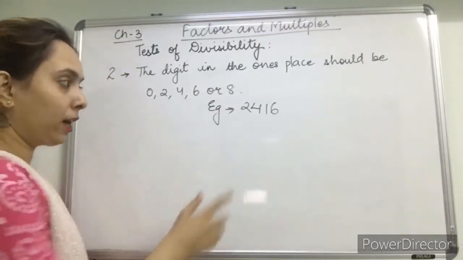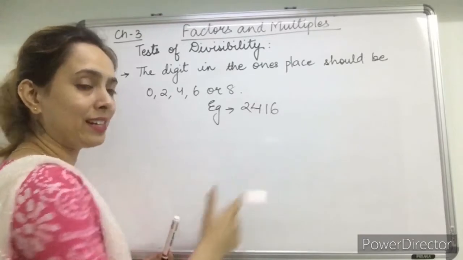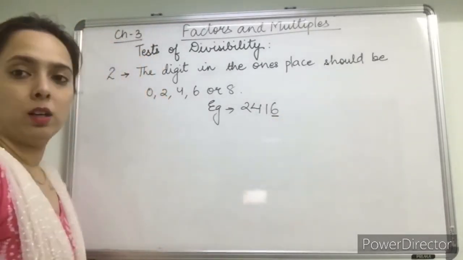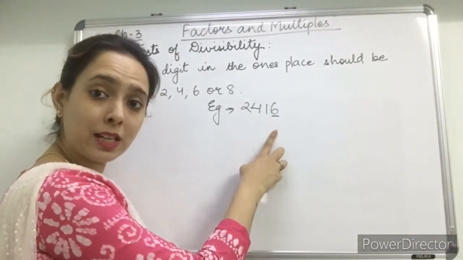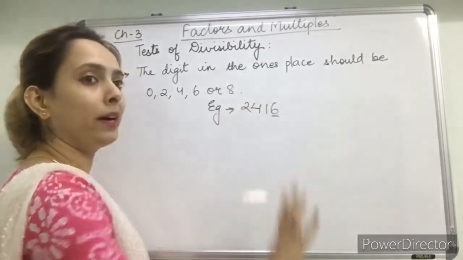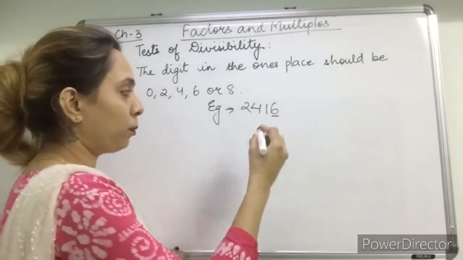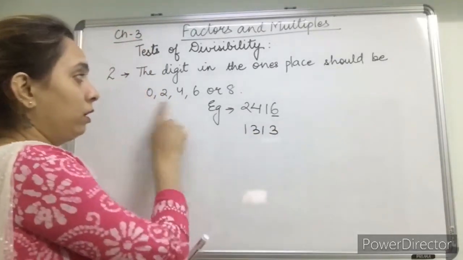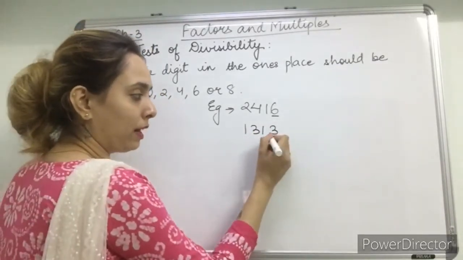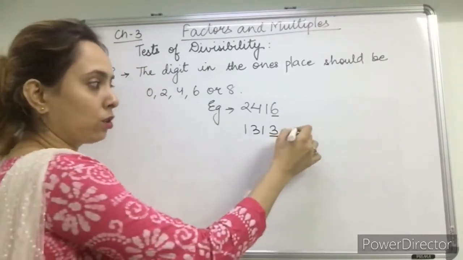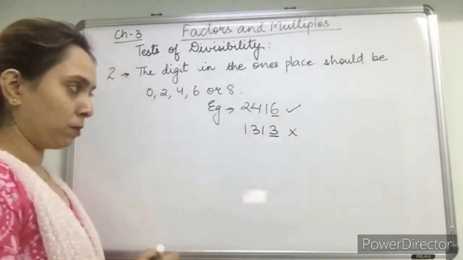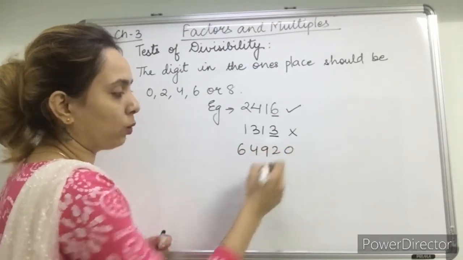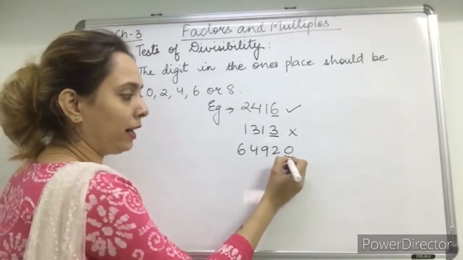Let's check. Here I have written 2416. As you all can see, this number is ending with 6. The last digit is 6. It means this complete number is divisible by 2. Suppose I write 1313, here the number ends with 3, so this is not divisible by 2. If I write 64920, again you can see that the number is ending with 0.